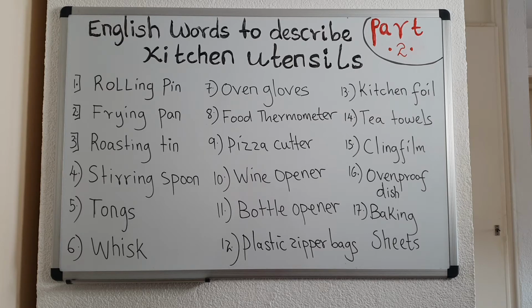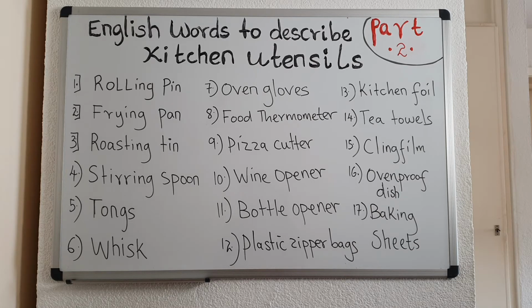The next word is frying pan. Now, we use a frying pan when you want to fry something. Let's say, for example, you want to fry an egg. So you will get hold of a frying pan, put a little bit of oil, and then your broken egg, and you fry it. So a frying pan is used for frying different types of meals.